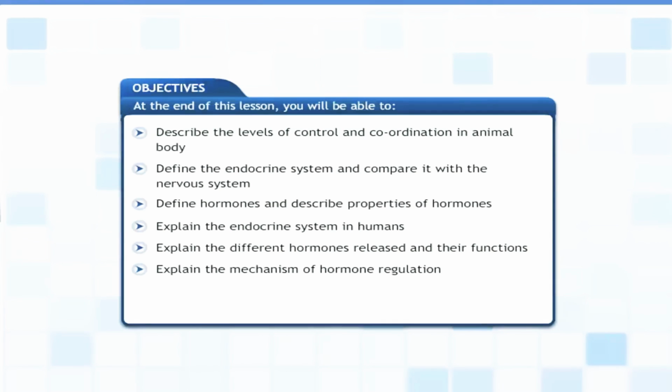At the end of this lesson, you will be able to describe the levels of control and coordination in the animal body, define the endocrine system and compare it with the nervous system, define hormones and describe properties of hormones, explain the endocrine system in humans, explain the different hormones released and their functions, and explain the mechanism of hormone regulation.